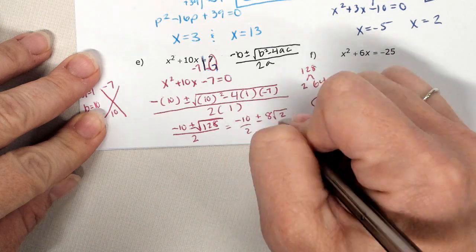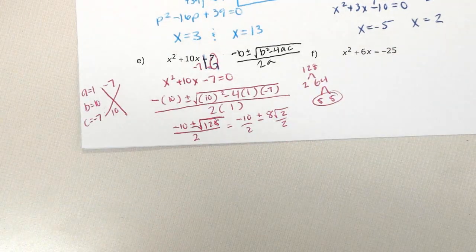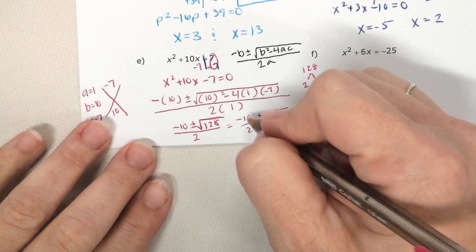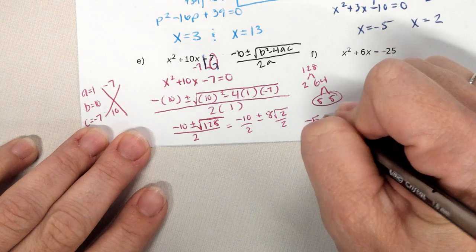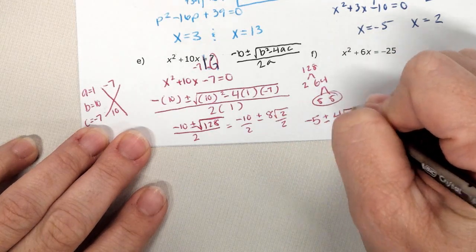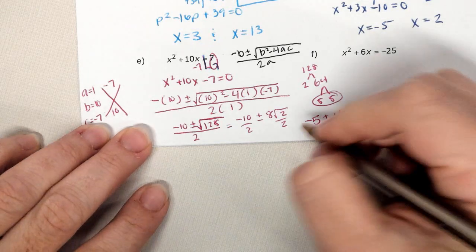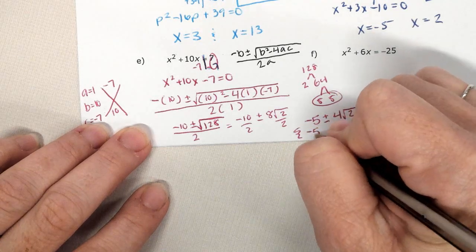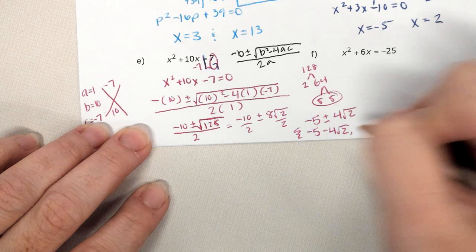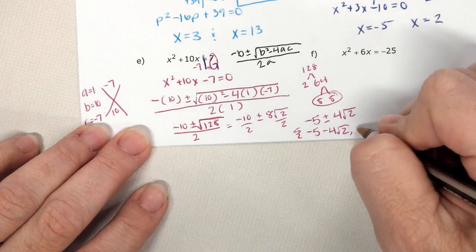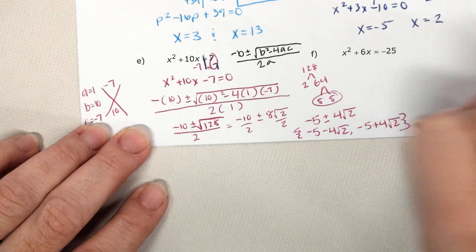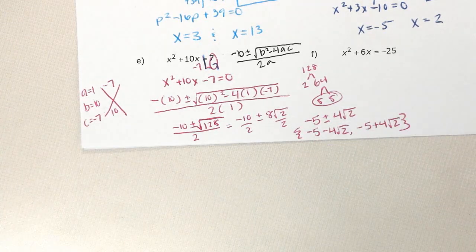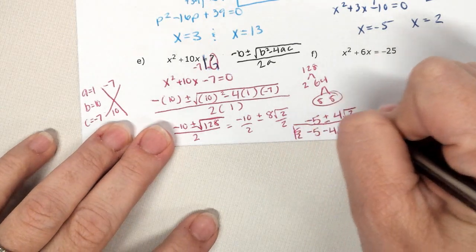And I'm going to go ahead and separate because this simplifies. Well, that becomes negative 5 plus or minus 4 root 2 over 2. And then we have to write it twice. So negative 5 minus 4 root 2, and then negative 5 plus 4 root 2. Sometimes you have to separate before you simplify, but this one worked out. So there is my answer.